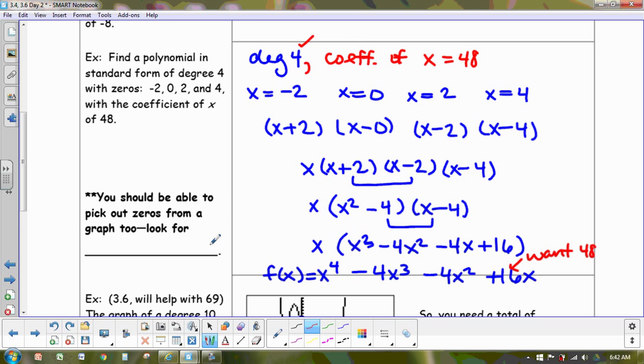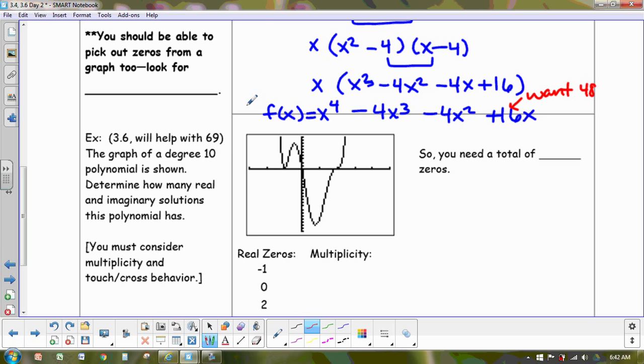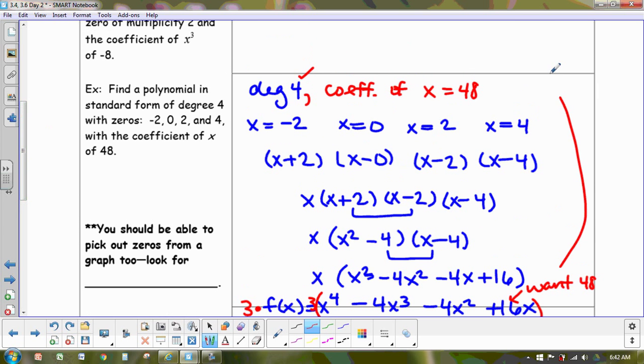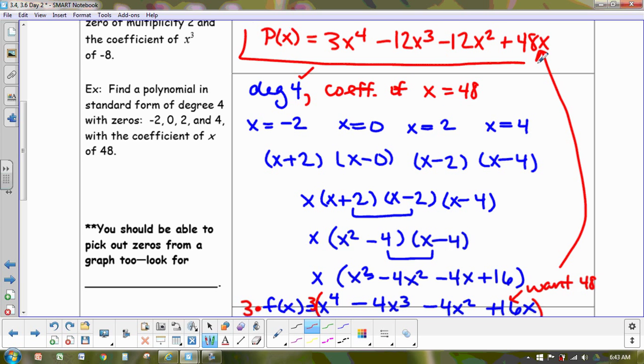So in order to make that happen, I want to look at 3 times f of x. So 3 times all of this. And that would be my final answer. And I'm going to go up in this space up here and write it because I'm just out of room. So this would be like our p of x for a polynomial: 3x to the fourth minus 12x cubed minus 12x squared plus 48x, making it have the proper coefficient that they wanted.